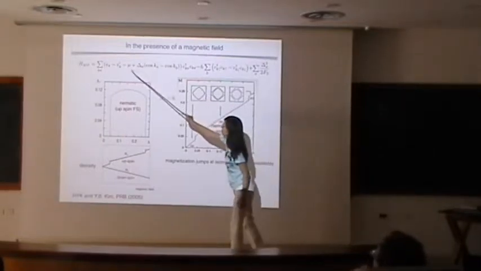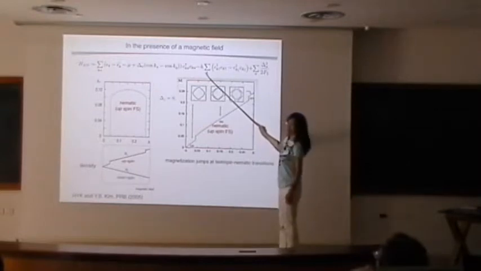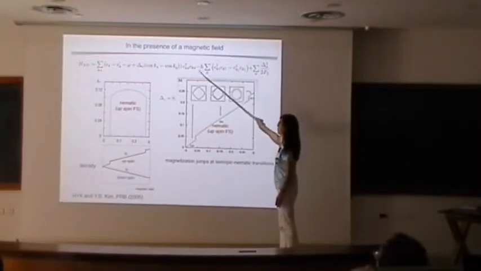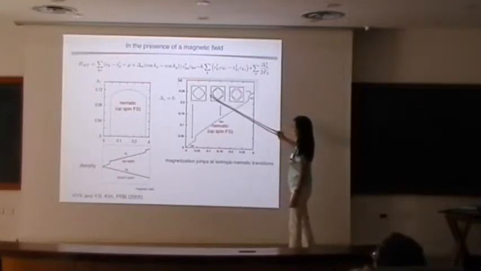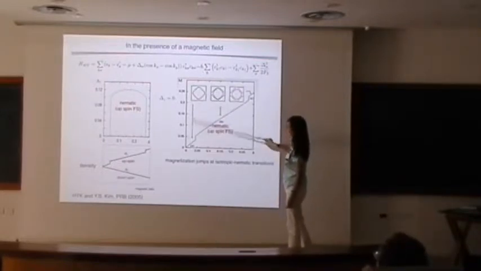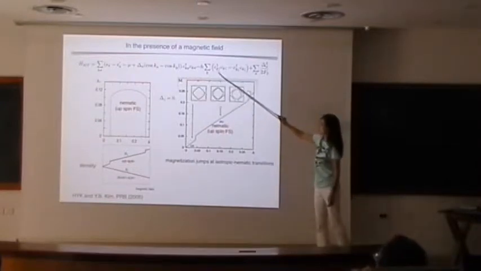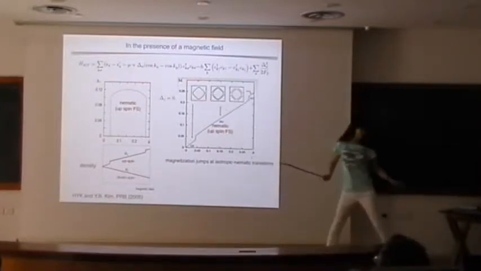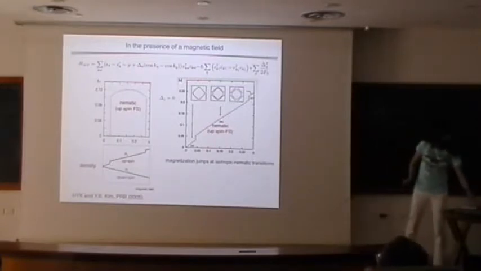So we fix the chemical potential, now I'm changing the h. When I change the h, this h is a spin-dependent chemical potential. So when I change it, the Fermi surface initially at h equals zero has the up and down the same size. When I increase the h, the up Fermi surface will go through the Van Hove singularity.